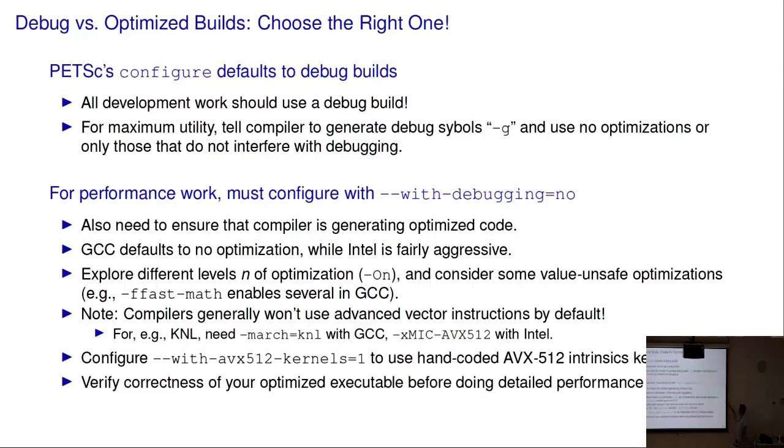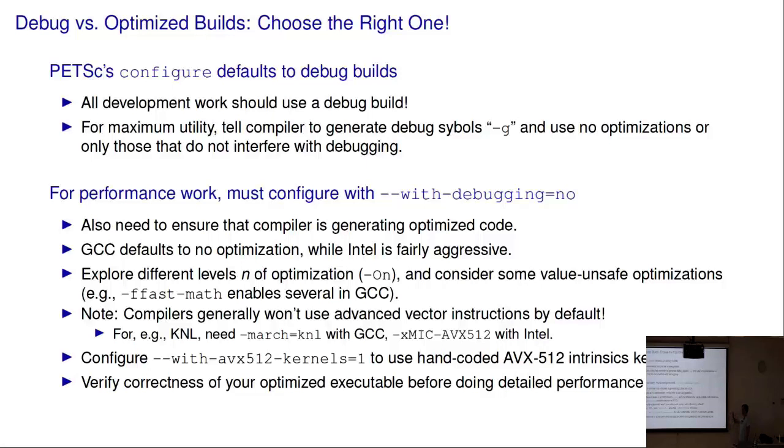I'd say try those, and then also consider some value-unsafe optimizations that do things like, instead of always doing a floating point divide, computing a reciprocal of something and multiplying by that. They're value unsafe, but they can really make your code a lot faster. And again, they're usually flags, like in GCC there's -ffast-math, and in the Intel compiler.